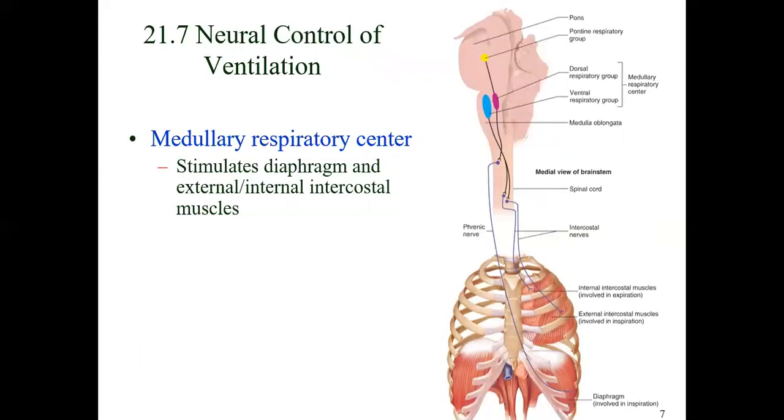Now, the last couple of sections look at controlling ventilation. Part of ventilation is under control by the nervous system, mainly in the brainstem, where you have what's called the medullary respiratory center. It's part of the medulla oblongata. That's the medullary part, and this is what sends signals to your muscles, to your diaphragm and your intercostal muscles between the ribs, to get them to contract and relax in order to inhale and exhale.